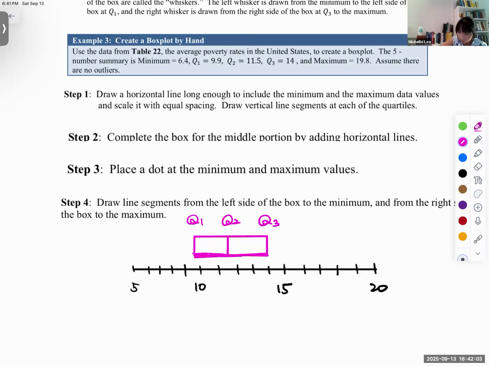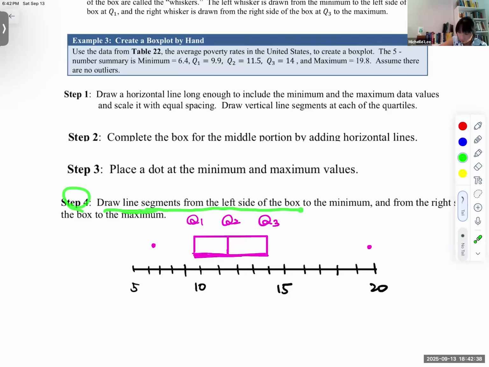Okay. Now, step 3, place a dot at maximum. Minimum we have 6.4, and maximum we have 19.8, it's about here. All right, then step 4 says to draw a line segment from the left side of the box to the minimum and from the right side to the maximum, right?